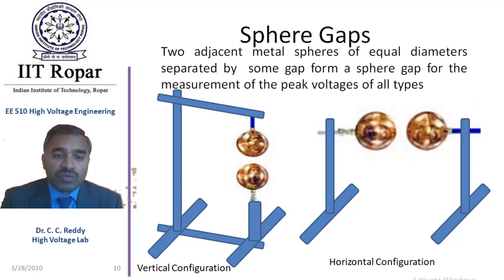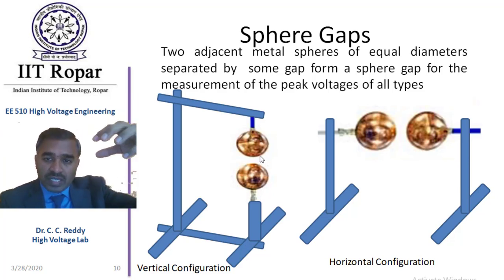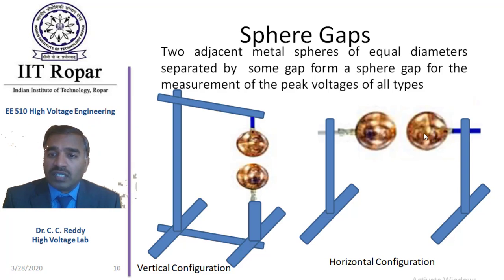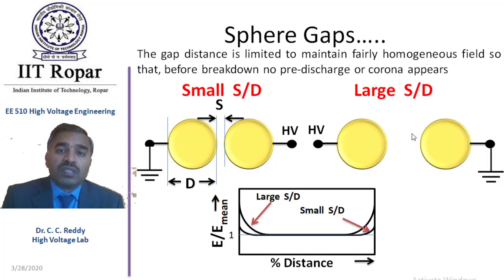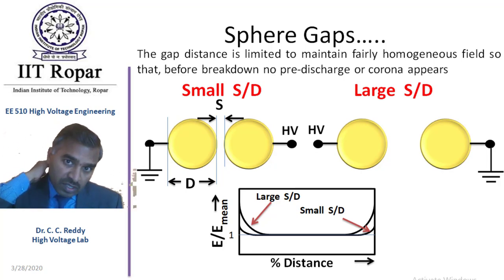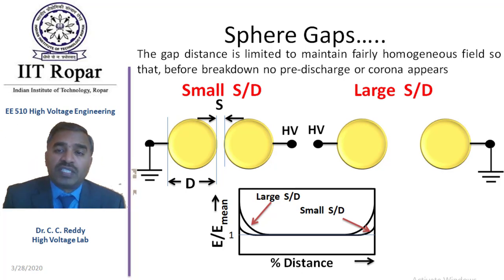Now, here you can see two configurations. One is the vertical configuration, where the spheres are aligned vertically, and the other is the horizontal configuration, where the spheres are aligned horizontally. These two types are used. The gap distance is to be limited to maintain a fairly homogeneous field, so that before breakdown no pre-discharge or corona appears.